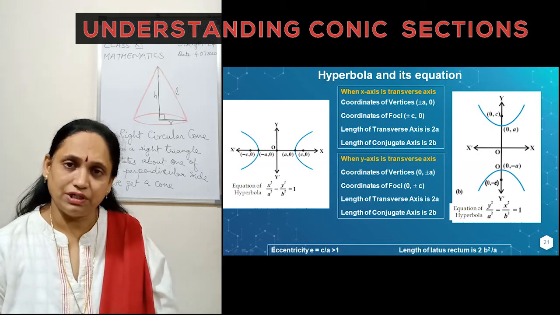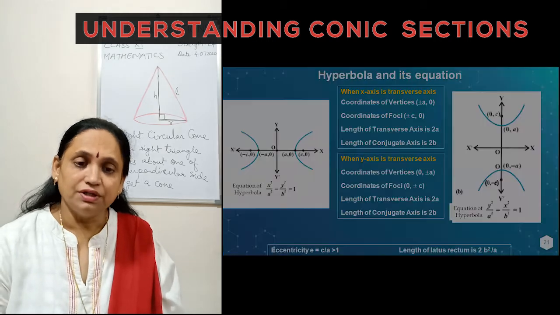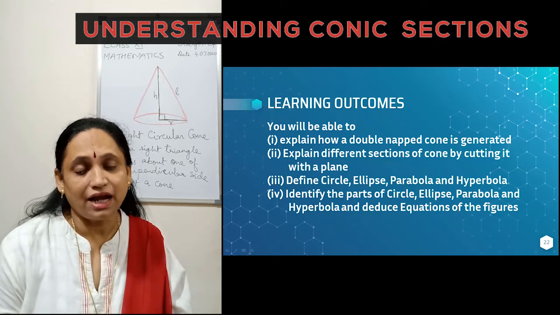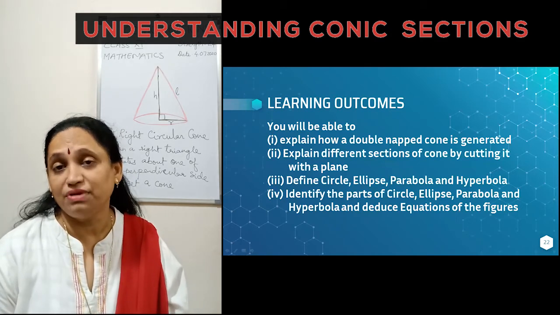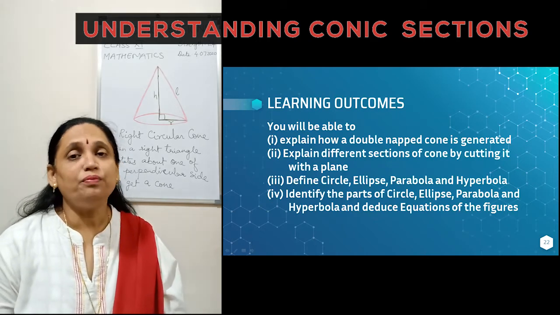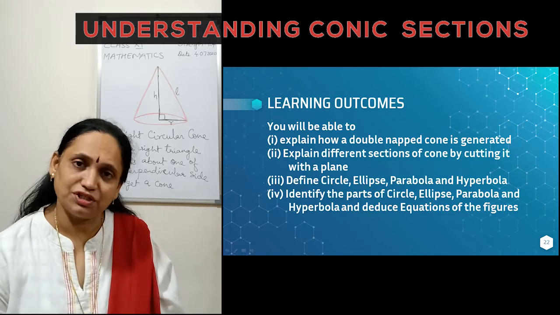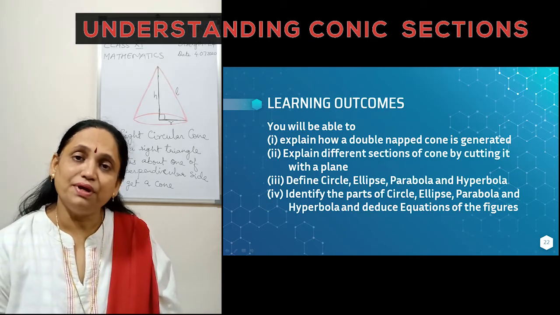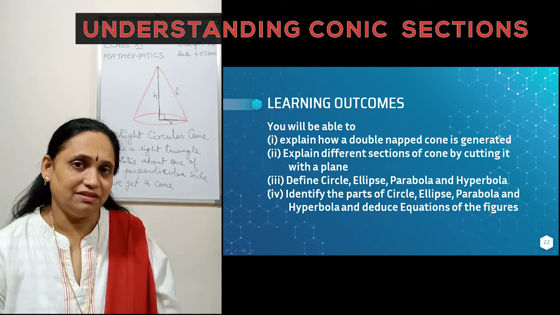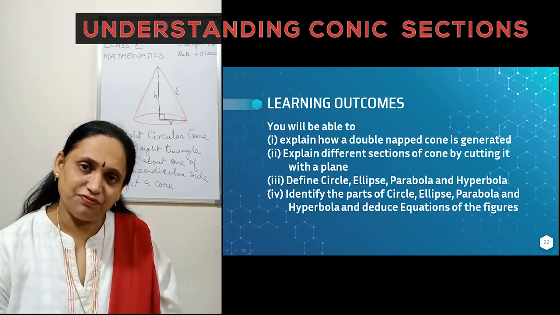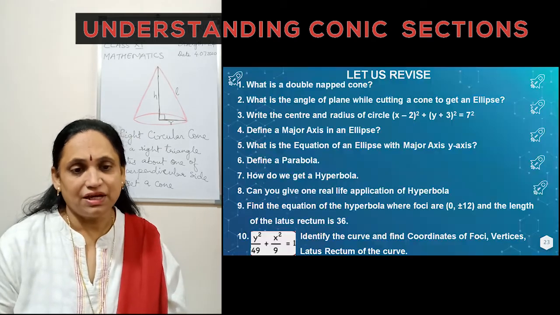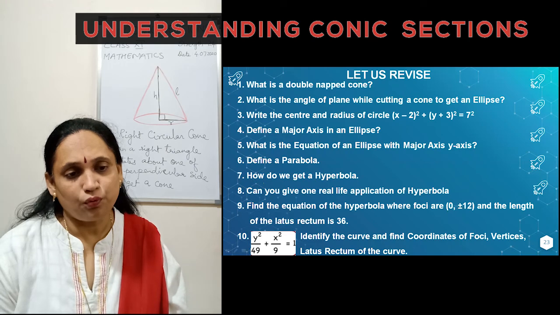I hope you have understood all these. And I'm very sure that this particular lesson has helped you to understand, and you will be able to explain how a double napped right circular cone is generated. You will also be able to find the different cross sections of the cone, and you will be able to explain their definitions. You will be able to identify the different parts of these figures and find out the equations. Let us revise with the help of these few questions.